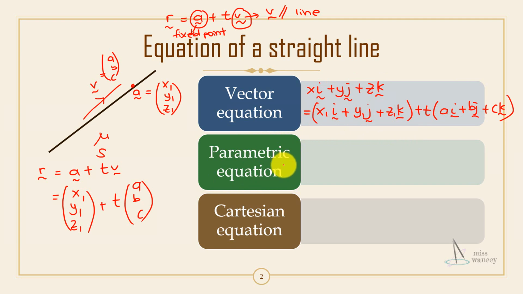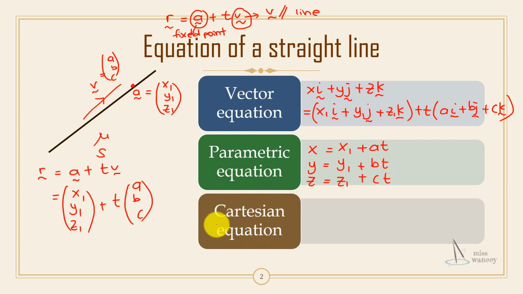Now if we want to have the parametric equation, we need to compare the i, the j and the k on the left hand side and right hand side. For the i, on the left hand side we have x, and on the right hand side we have x1 plus a parameter t times a, so x equals x1 plus at. For the j, we have y equal to y1 plus bt. And then z equal to z1 plus ct. The reason why we call this a parametric equation is that, as you can see, we write down x, y and z in terms of t. We are using one parameter for x, y and z. That is the reason why we call this the parametric equation.